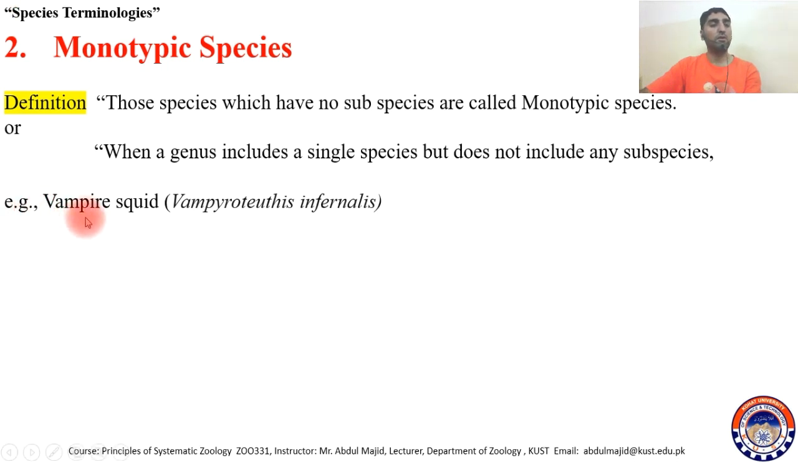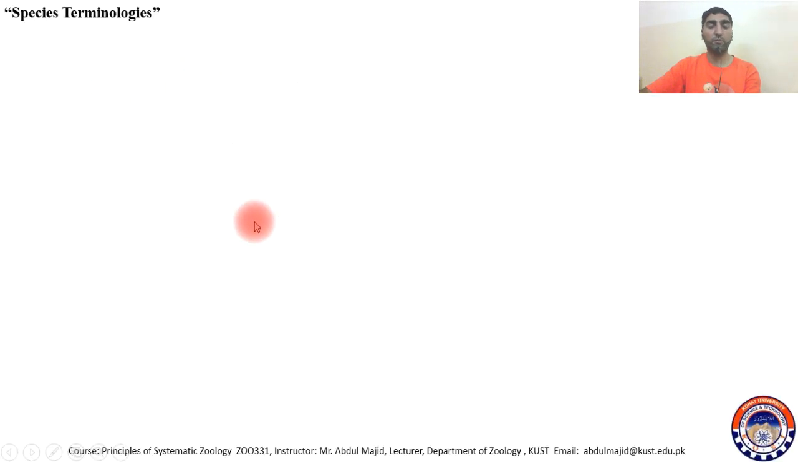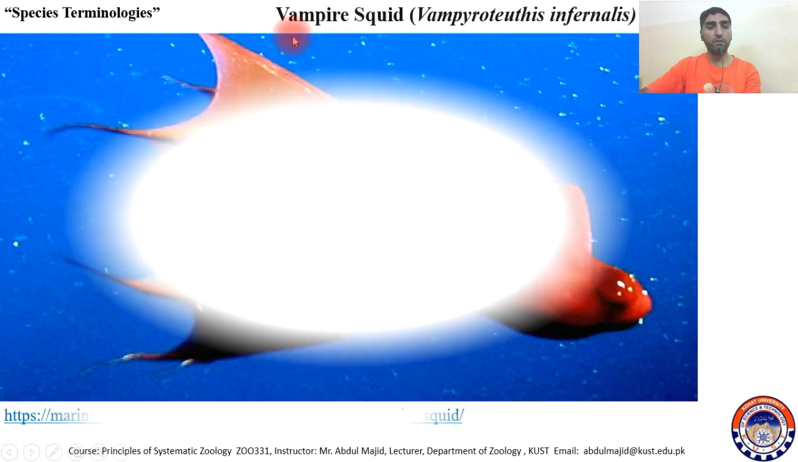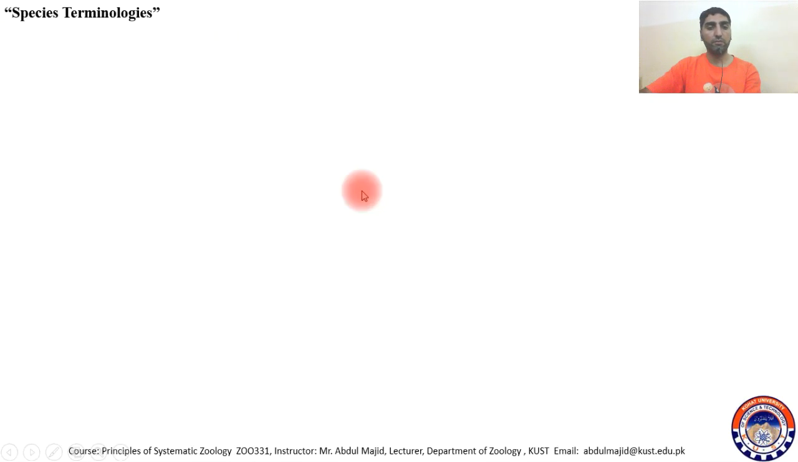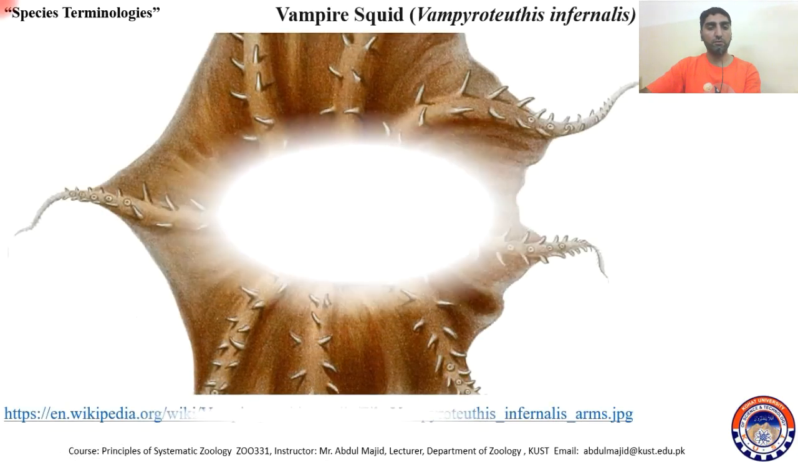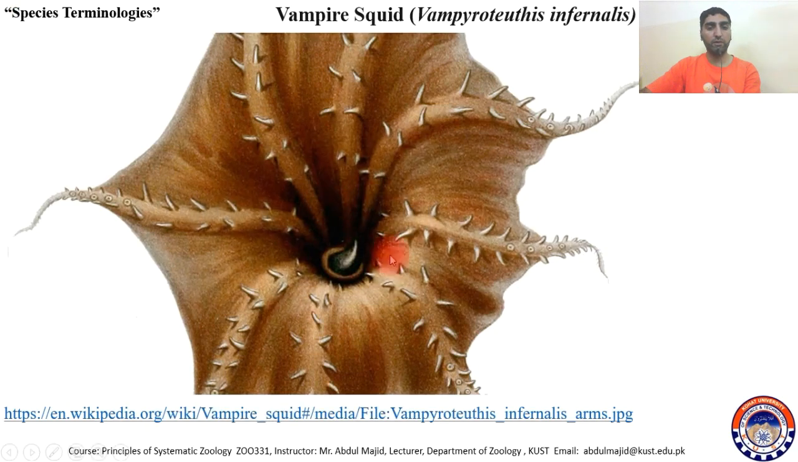For example, the vampire squid. Vampyroteuthis infernalis is an example of a monotypic species. Vampyroteuthis is the genus and it has only one species, infernalis. So there is no subspecies. That's why the vampire squid is a monotypic species. And this is a picture of a vampire squid. And this is another picture of a vampire squid. That's what it looks like.